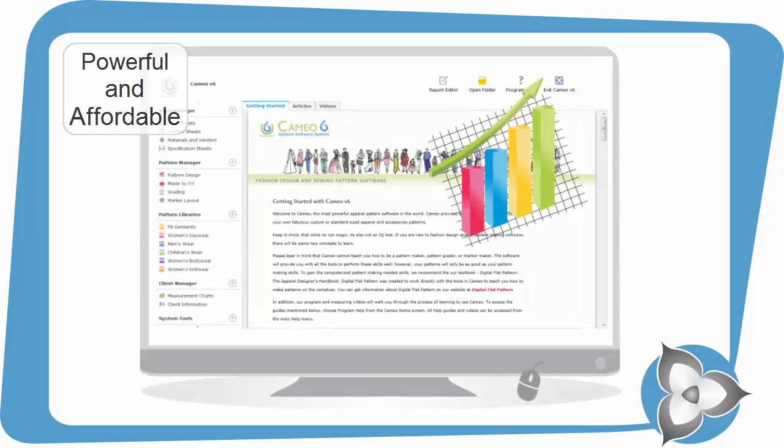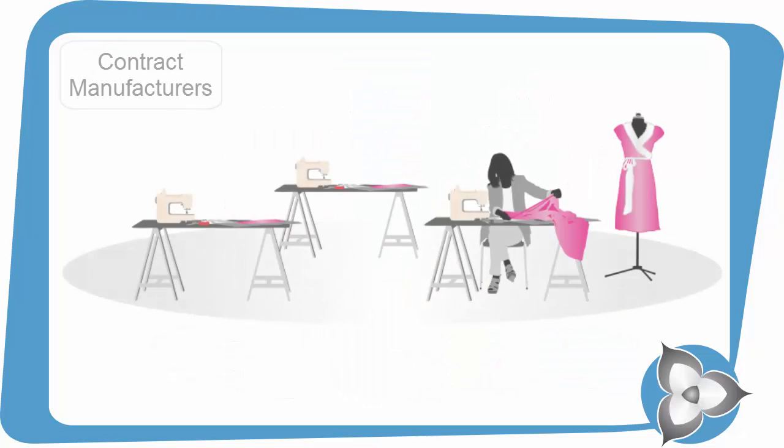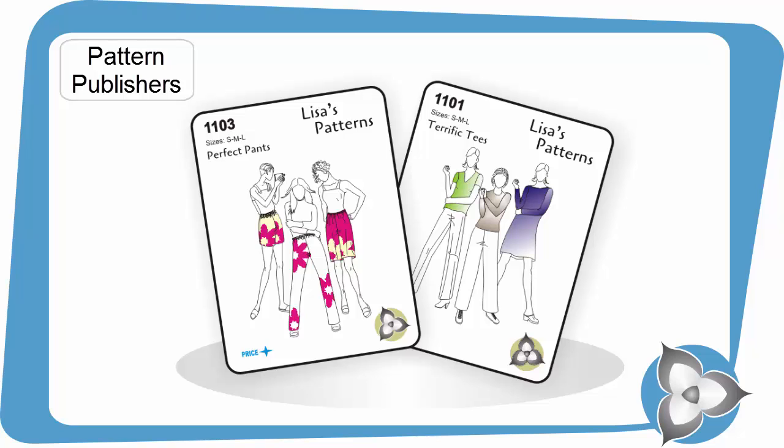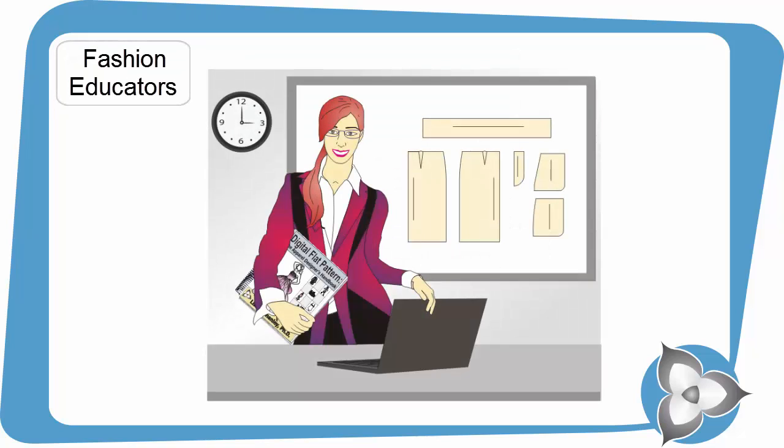Cameo is powerful and affordable pattern making software for clothing design professionals, contract manufacturers, independent sewing pattern publishers, cutters and costumers, and fashion educators and students.